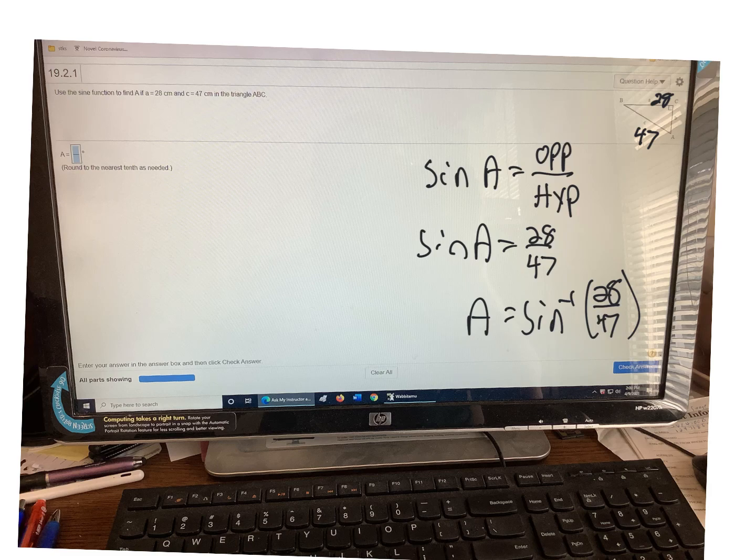Oh, I saw your question in the email. Use a sine function to find A. I guess we want to be in degrees, round to the nearest tenth. They give you two pieces of information.